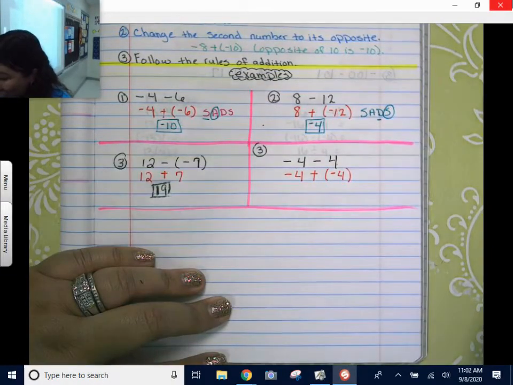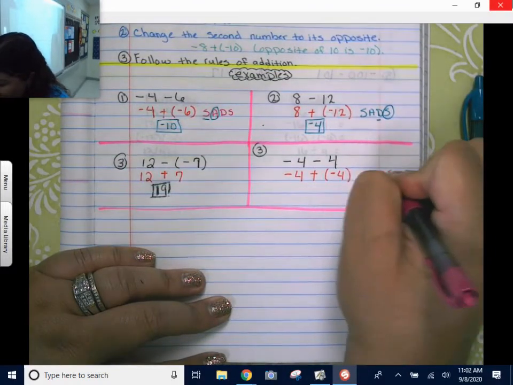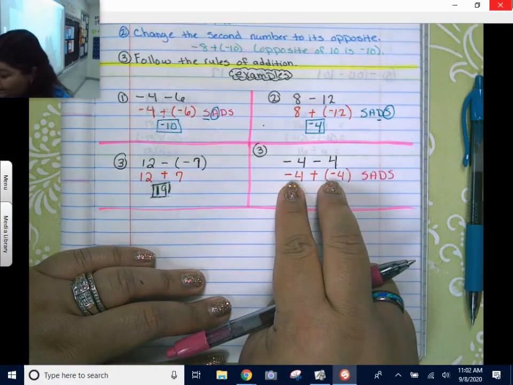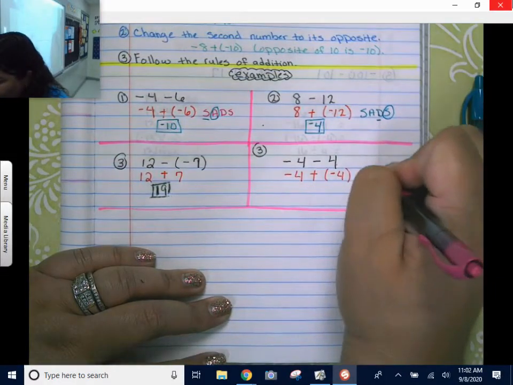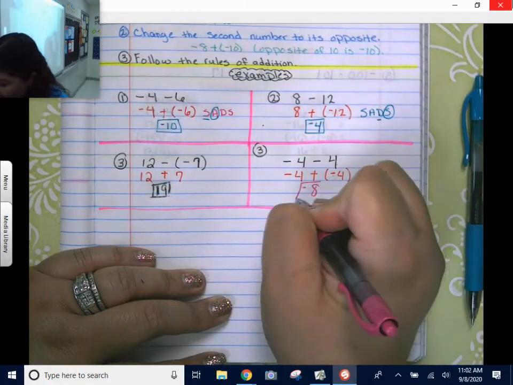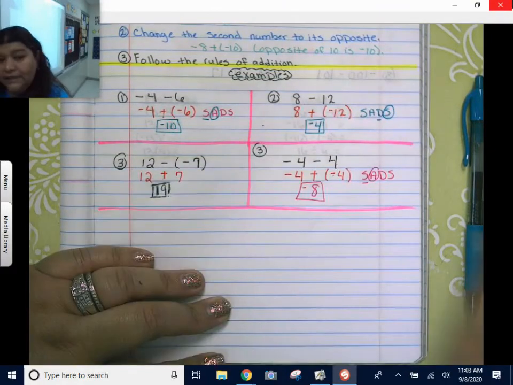Okay. Now following SADS, you can see that I now have 2 negatives. And since they're 2 negatives, they're the same sign. We're going to add them together to get 8. And since they're both negative, your answer remains a negative. Okay? All right. Let's see if you got it.